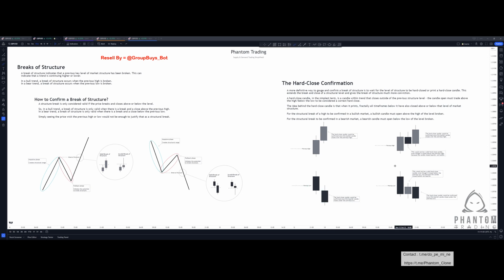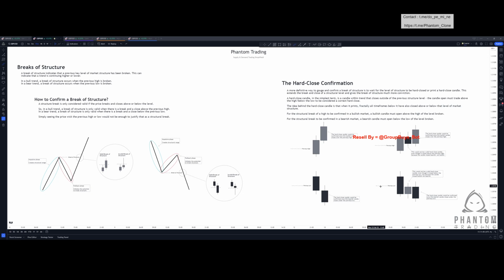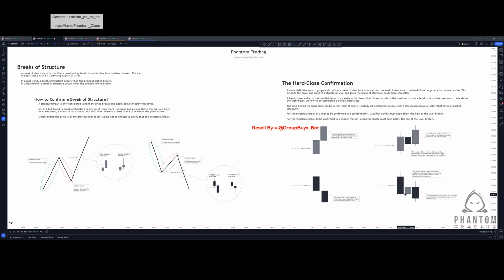Now, if we look at another example of what a hard close candle is not, we can see that we have a previous low, and a break and close below that, which is confirming the initial break of structure. We want a hard close candle confirmation to give us that extra bit of confirmation that the previous low has indeed broken. The next candle is a bullish candle that opens underneath the previous low and closes underneath the previous low. But because it is a bullish candle, it is therefore not a hard close candle.